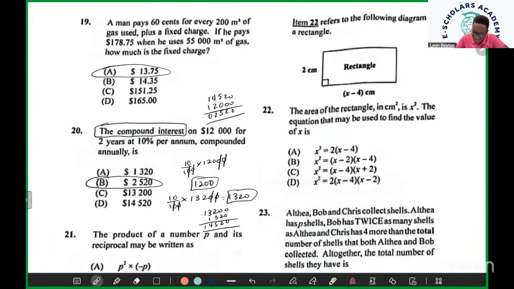So it's the length times width. So this would be 2 times this. X squared is equal to that. So we know that is A.